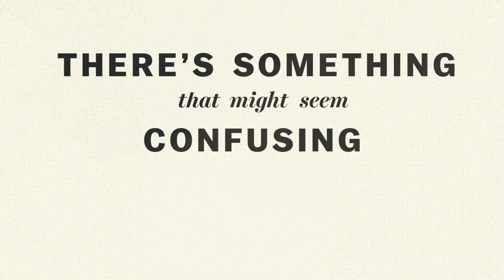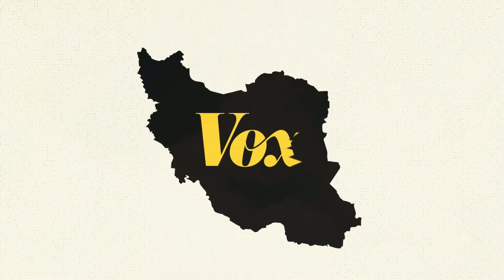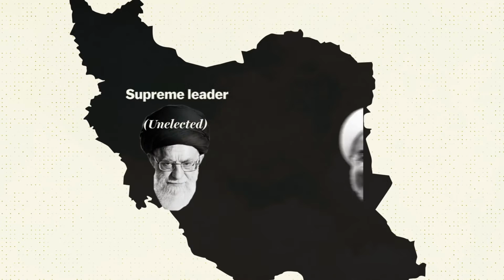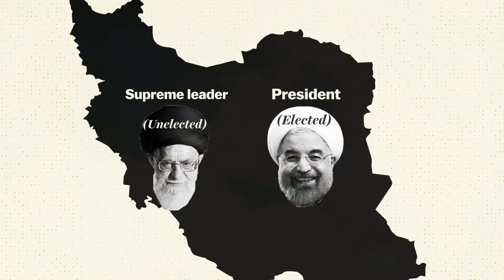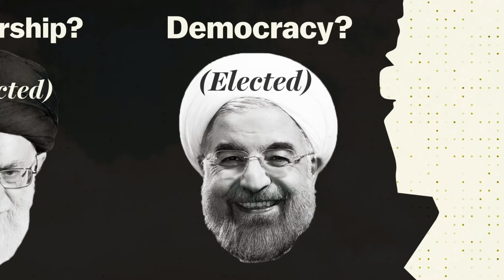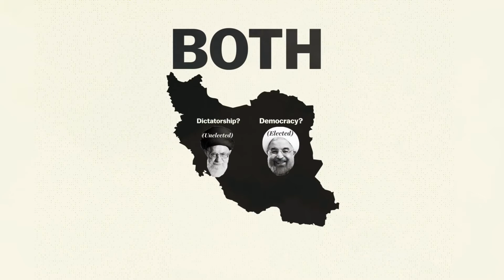There's something that might seem confusing about Iran. The country has an unelected supreme leader at the top, but it's also got a president who's democratically elected in votes that are far from perfect, but sure look pretty important. So is Iran a dictatorship or is it a democracy? As it turns out, it's both, and seeing that goes a long way to explaining why the country is the way it is.